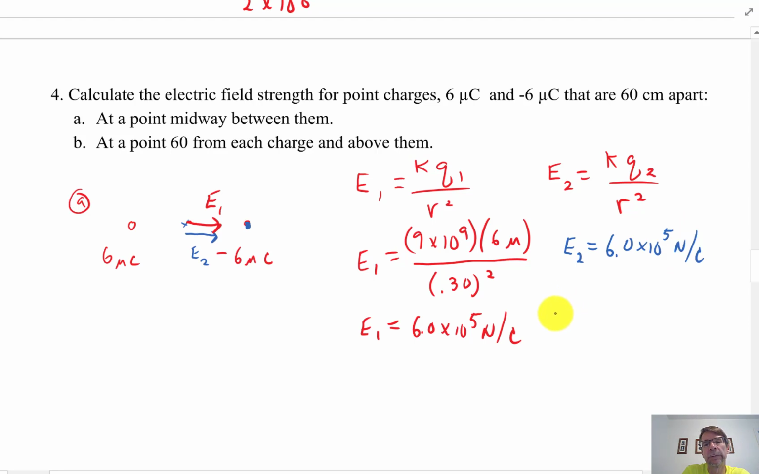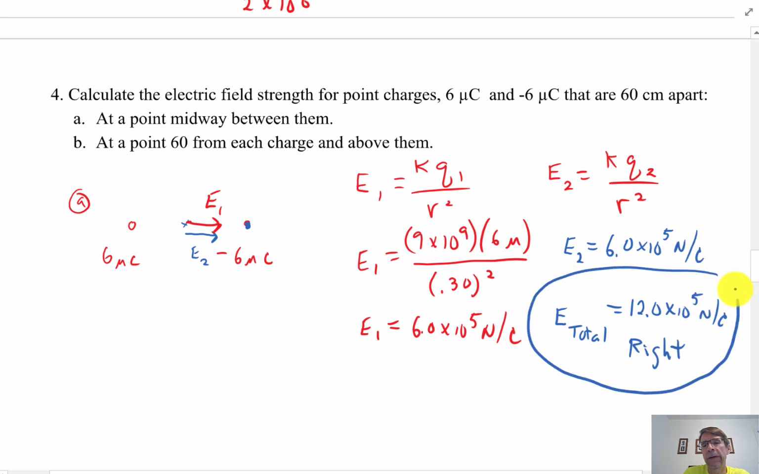So what is E total? We want the E total. I have to add up those two vectors. That's pretty easy because they're both to the right. So it's going to be 12.0 times 10 to the 5th newtons per coulomb to the right. That's my answer.